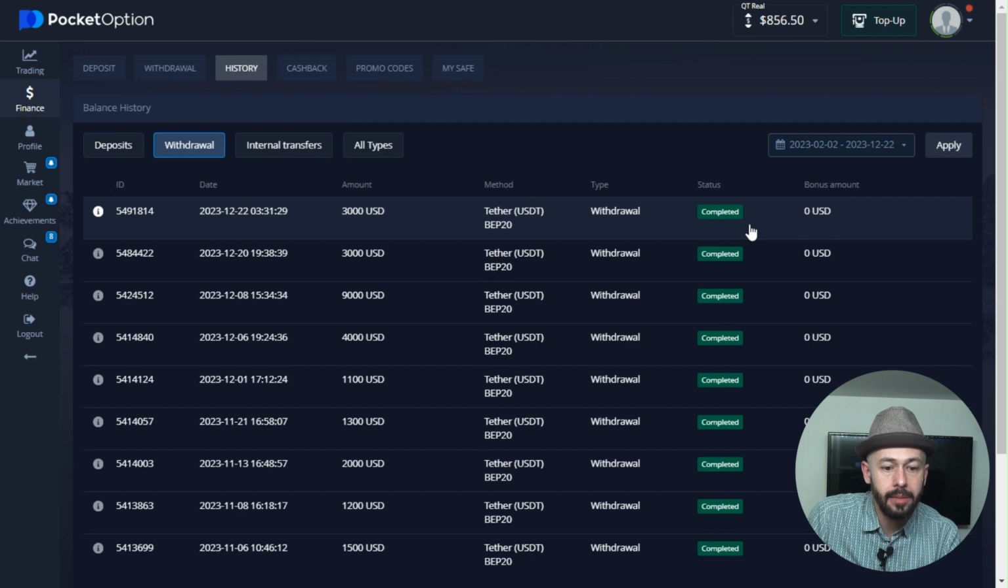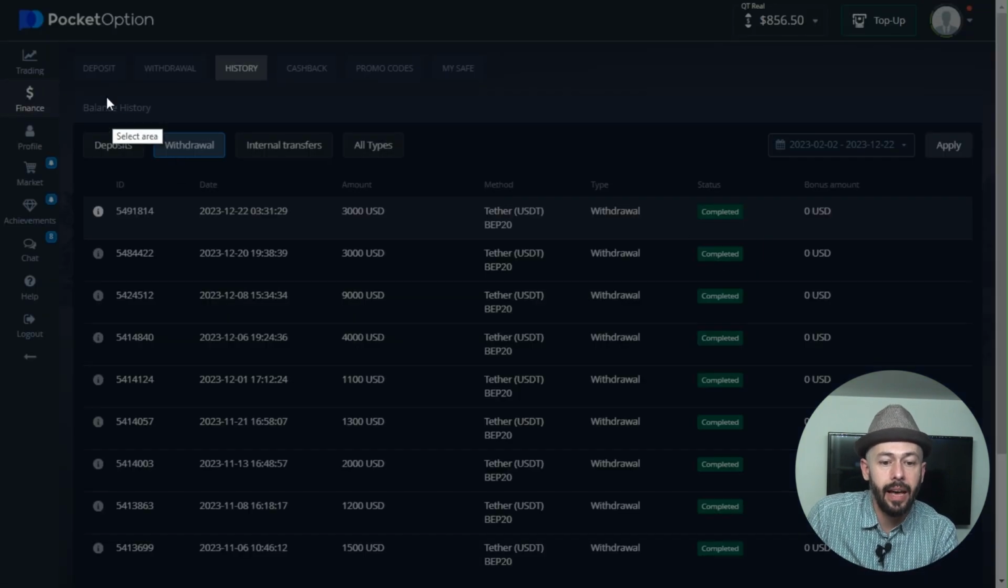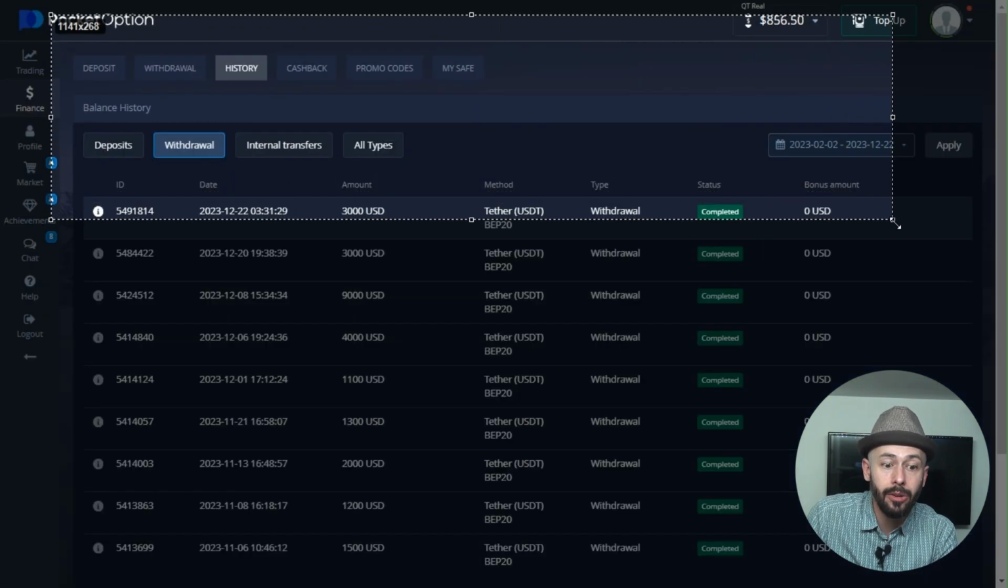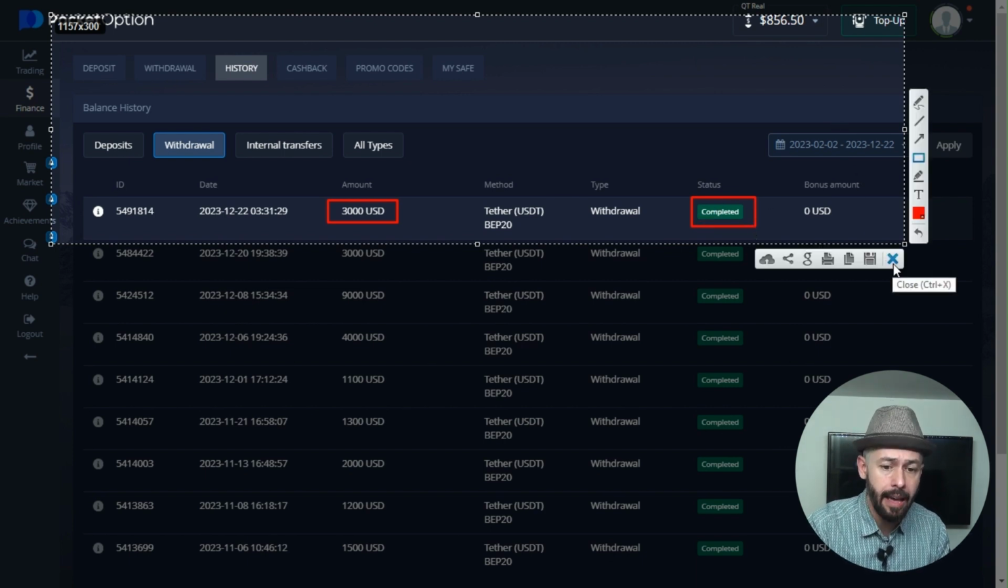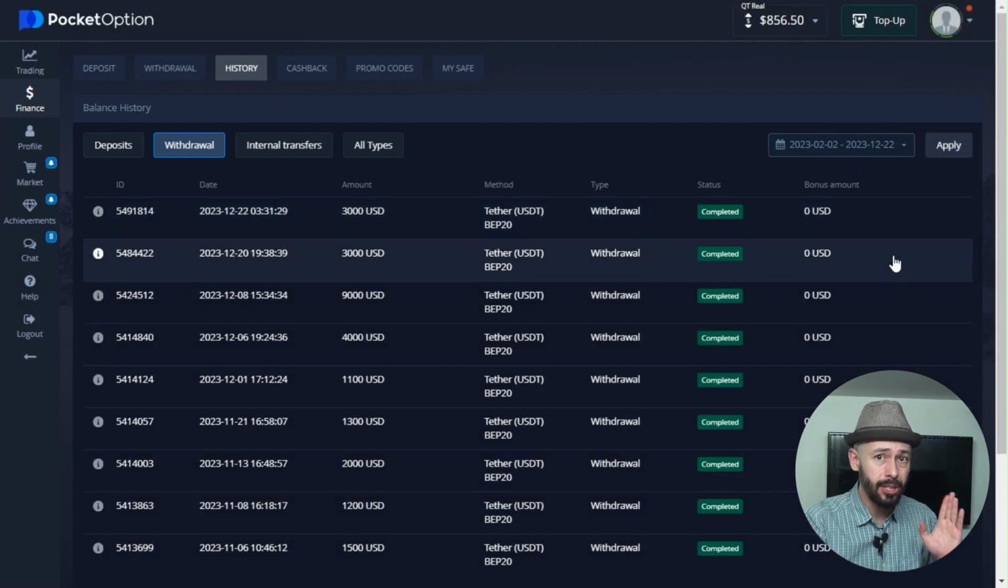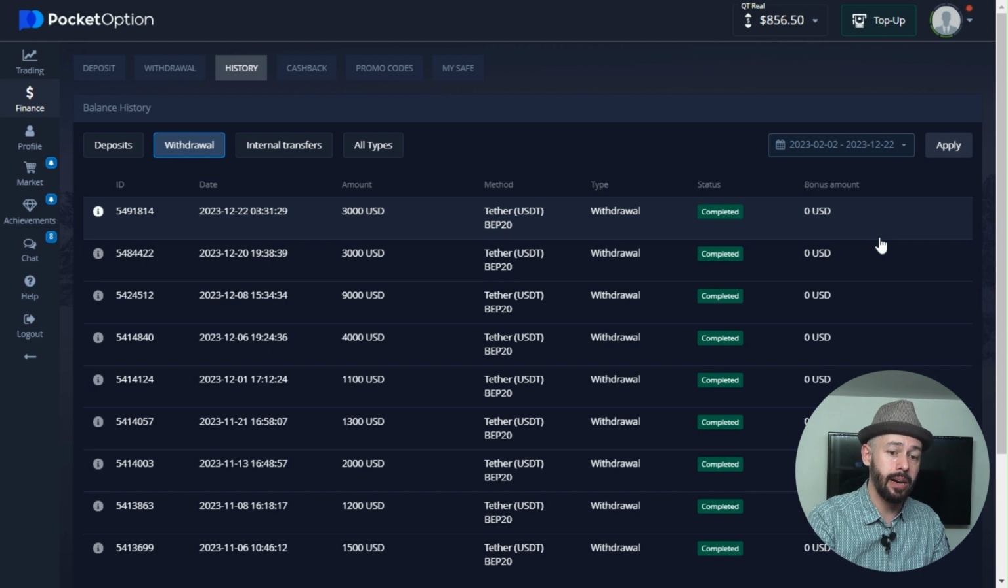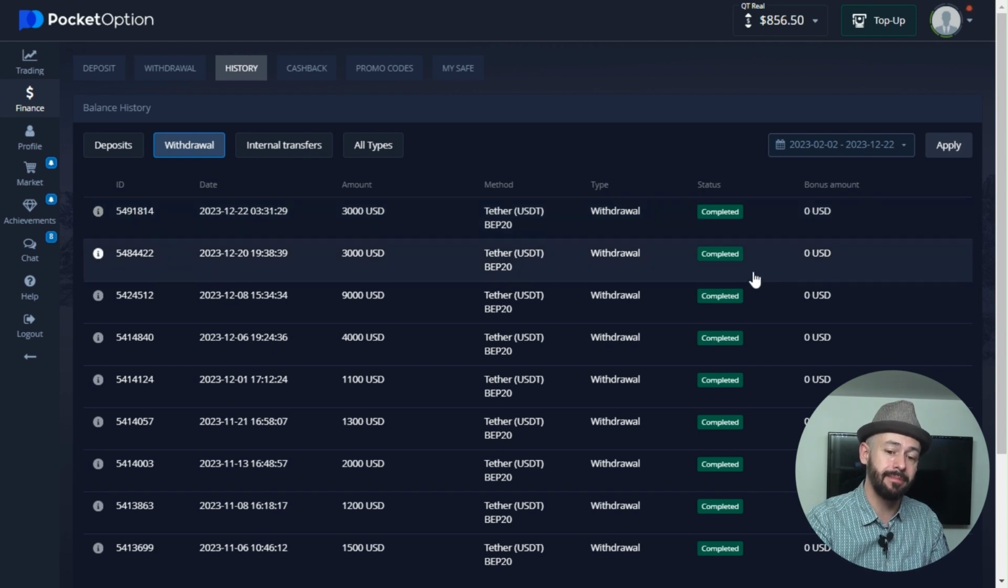Restart. It's been 12 minutes and I've already received $3,000 in my wallet. The transaction history shows that the money has been sent. It's all very simple and reliable. The longest I've waited for a transfer was 34 minutes. Maybe I hit lunch break. Otherwise, it's much faster.